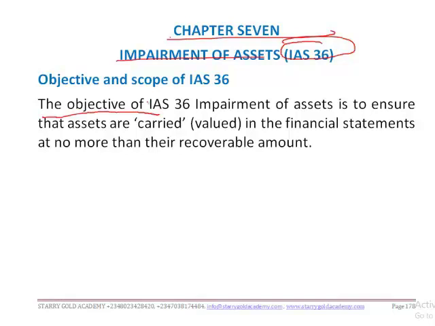is to ensure that assets are carried or valued at what? Assets are valued in the financial statements at no more than their recoverable amount. In other words, the objective is that assets should not be carried or recognized at more than the higher of what they can recover, which is the recoverable amount. Are we together? Their recoverable amounts. Is that clear?